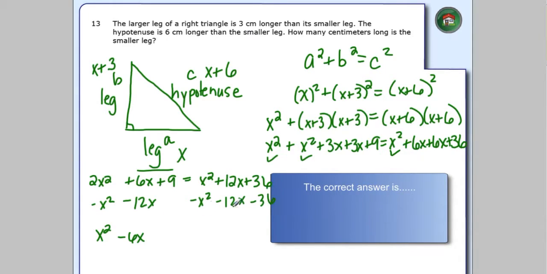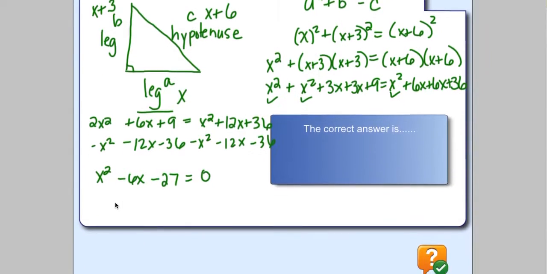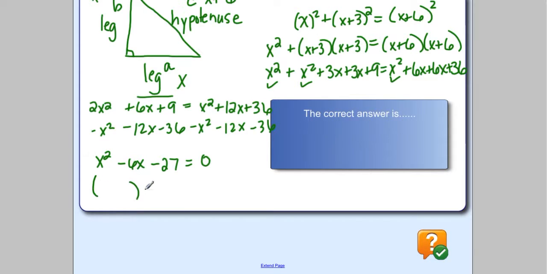So you would subtract this 36, and that would get you down to negative 27 on that side and 0 on the right. Now you can solve for x by factoring. If you have an x squared term, then it would factor to x, and something that multiplies to be negative 27, and then in the middle would give me negative 6 would be negative 9 and positive 3.